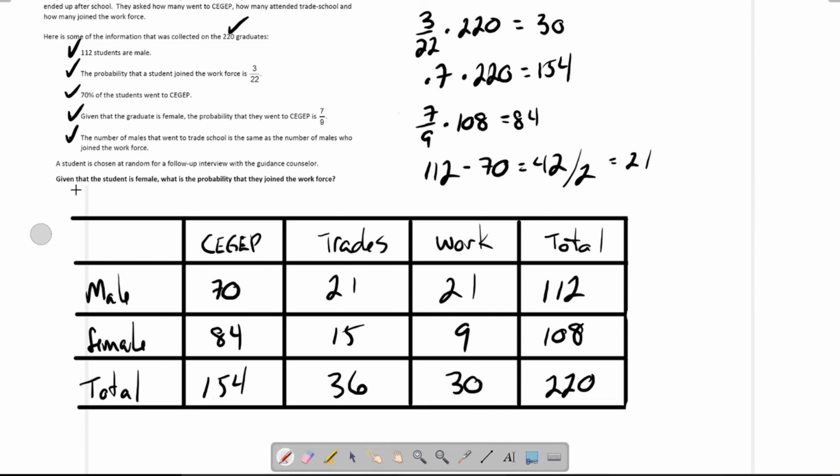Now we're saying, given that the student is female, what is the probability they join the workforce? Well, actually, I think I need to do almost all of that to get the final answer here. I've got 9, and because we're given that the student is female, I know the denominator is going to be 108, and my numerator is going to be 9. So that's my final probability. If you want it in decimal, it can be 0.0833.